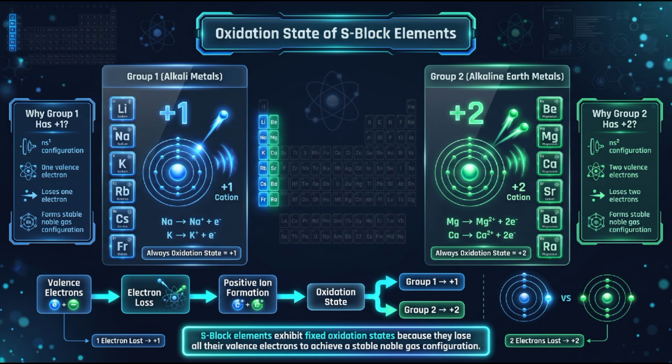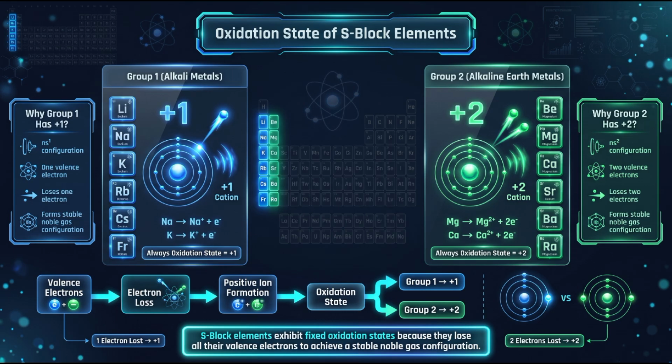The image concludes with an important statement. S-block elements exhibit fixed oxidation states because they lose all their valence electrons to achieve a stable noble gas configuration. This statement summarizes the entire concept. Atoms naturally seek maximum stability, since losing 1 electron or 2 electrons allows them to attain completely filled outer shells like the noble gases. They consistently exhibit fixed oxidation states during chemical reactions.